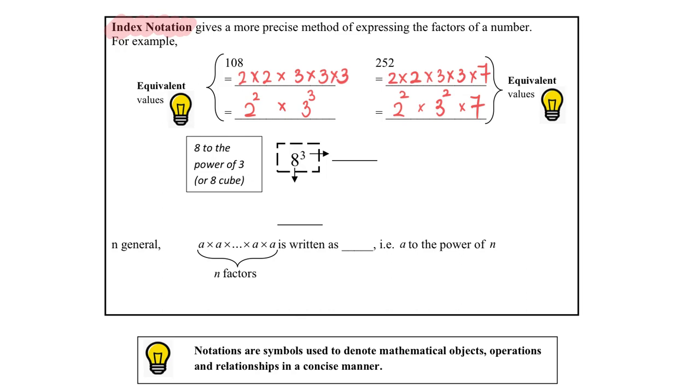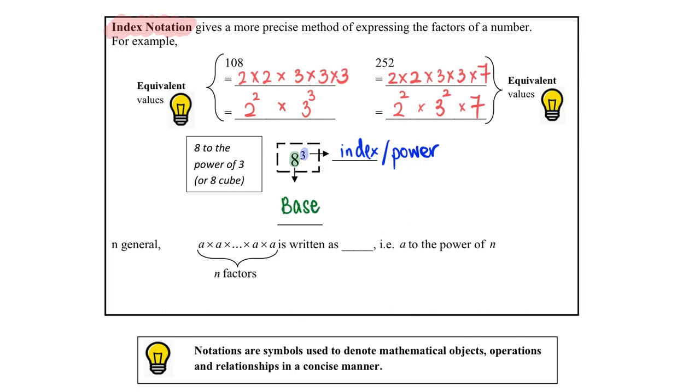When we say 8 to the power of 3, the 3 here is the index. Or we also like to use the word power. They mean the same thing. And this 8 is what we know as the base.